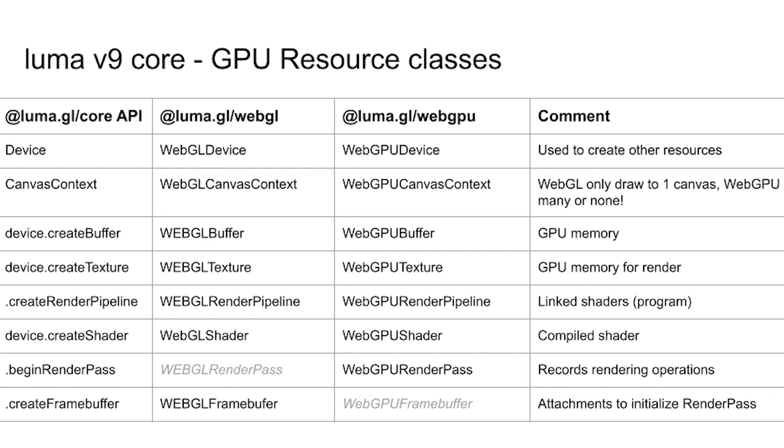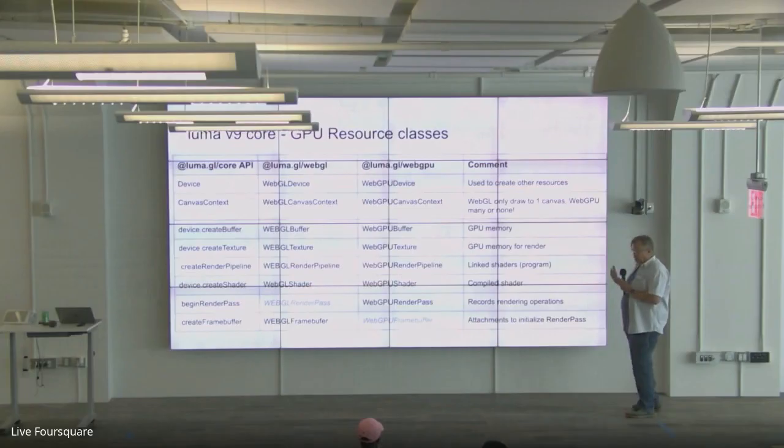A new concept is the canvas context. In WebGL, you can really only draw to one canvas. The WebGL context is very connected to the canvas. On WebGPU, you can draw to multiple canvases or none. You can just open a device for compute. And so to manage that, there is a new class, CanvasContext. You can obviously only have one on WebGL.